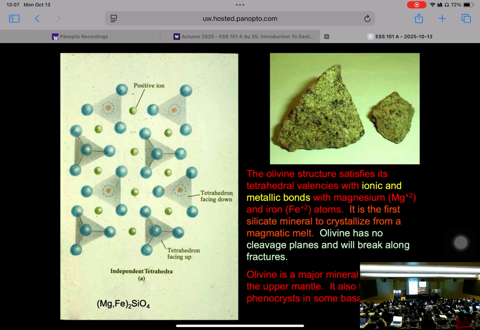You'll notice the artist shows, and again, this is from that same textbook artist, the tetrahedra isolated, independent. And so each of these oxygen atoms has one valency being satisfied by bonding with magnesium or iron. So remember, Fe +2 times 2 is +4, balancing the -4. Or Mg +2 times 2 is +4, -4. It has charge balance, and you've satisfied the valencies by forming ionic bonds with those oxygen atoms.